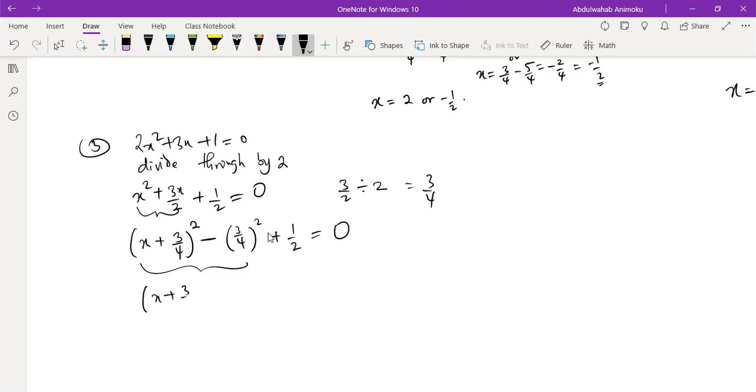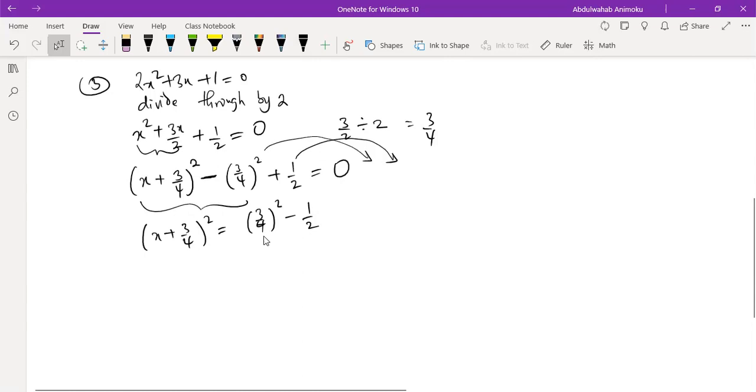So now you have 3 over 4 squared. Take every other thing to the other side. So that will be 3 over 4 squared minus 1 over 2. Don't forget the signs. If you have minus here, when you take it to this side, it becomes plus. And if you have plus here, you take it to this side, it becomes minus. All right. So from here, everything here is now simplification.